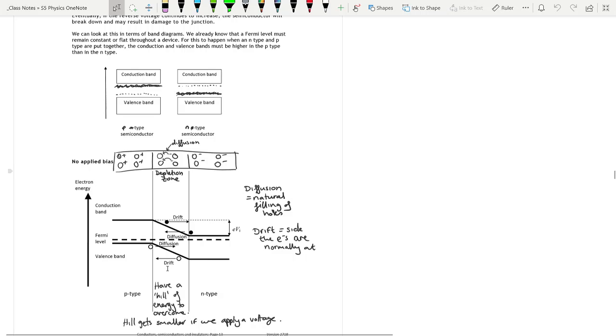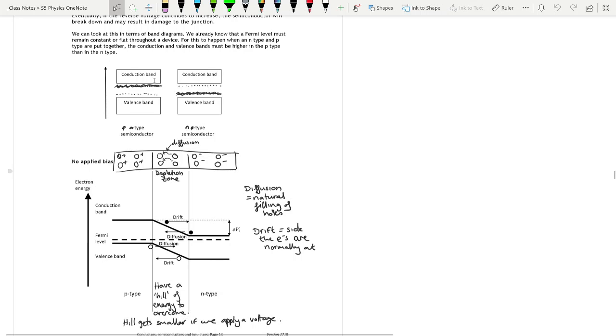Now, there are a few words here that you don't really need to know. Diffusion is just the natural electrons filling holes, which happens when we get the depletion zone. Drift is just the side that the electrons are normally at. So the filled-in dot there is drift, that's the electrons on that side. The empty dot there is the holes, which are usually on that side.